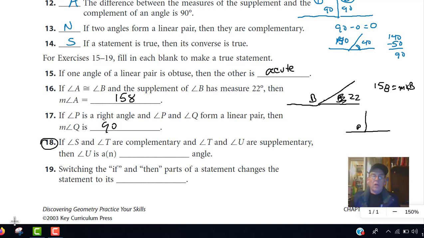And 19, switching the if and the then parts of a statement changes the statement to its converse.